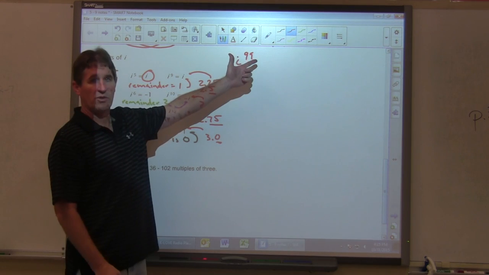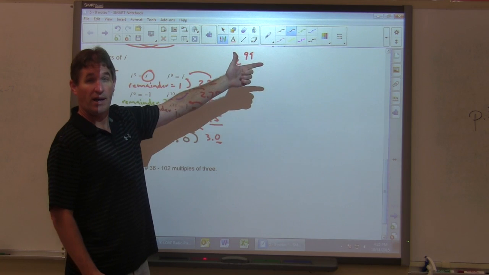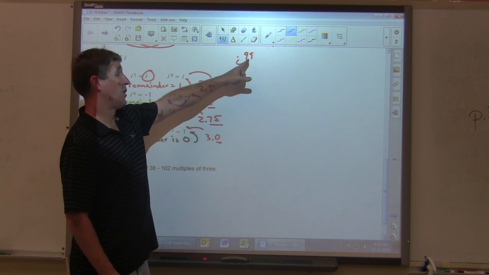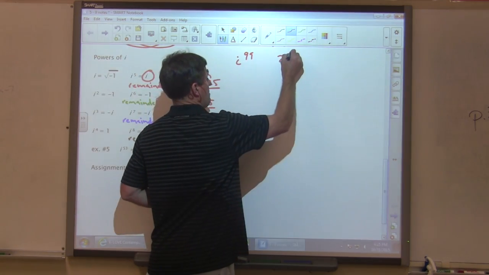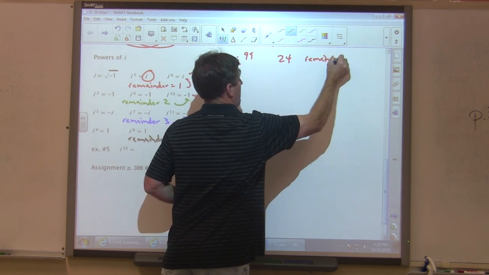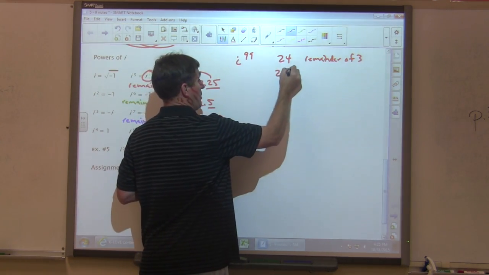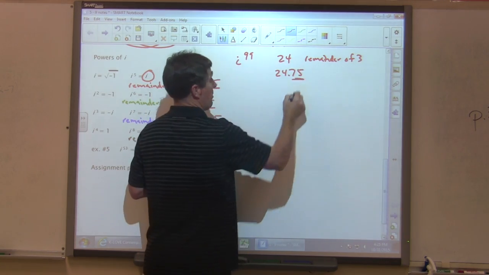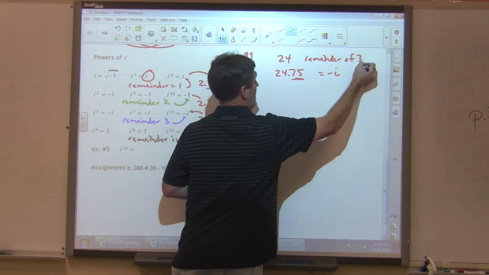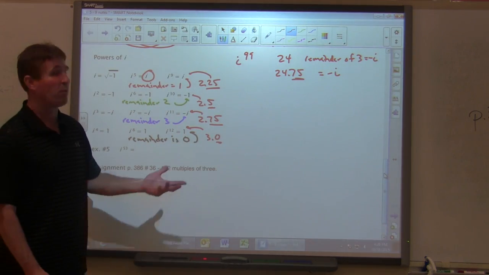So all we have to do is do this. Again, you can do it in your head. Like I know that 4 goes into 100 25 times, because 4 quarters is $1. So I would know that it would go in 24 times, and I would have a remainder of 3. Or if I did it in the calculator, I'd get 24.75. And so since it's 0.75, I know that it is -I. Same thing here, because my remainder is 3, I know it's -I. So you can do it whichever way works best for you.